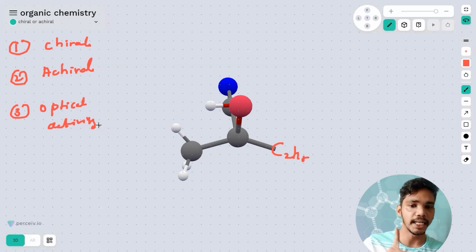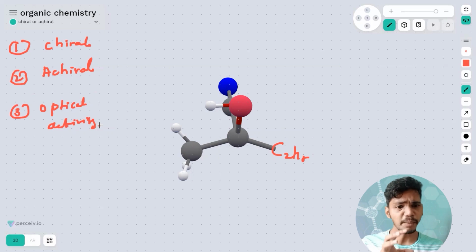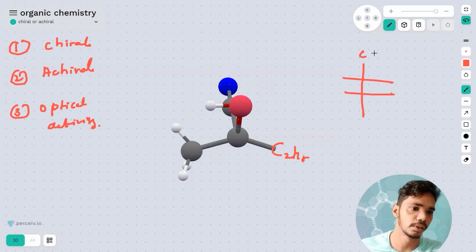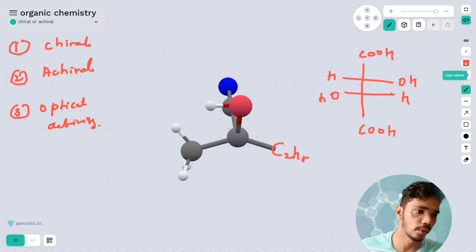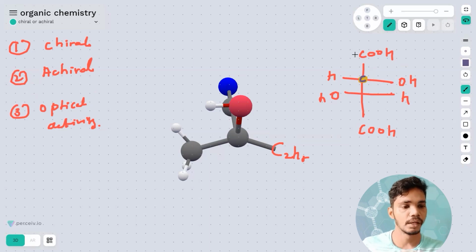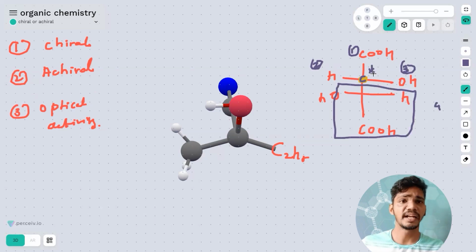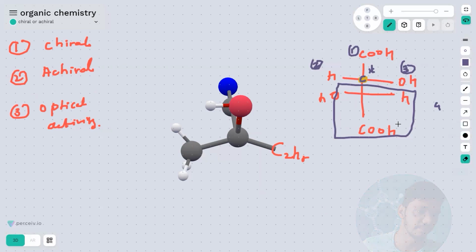So I just asked one question during the session. Is it possible to have more than one chiral center in a molecule? Let's take an example. If I draw this molecule, this is H, OH, OH, H, and COOH. Now look very carefully at this carbon. If we talk about this carbon, this is a different group, this is a different group, this is a different group, and this is a whole different group. So can I say this carbon center is chiral? Yes, I can declare that. Very good.